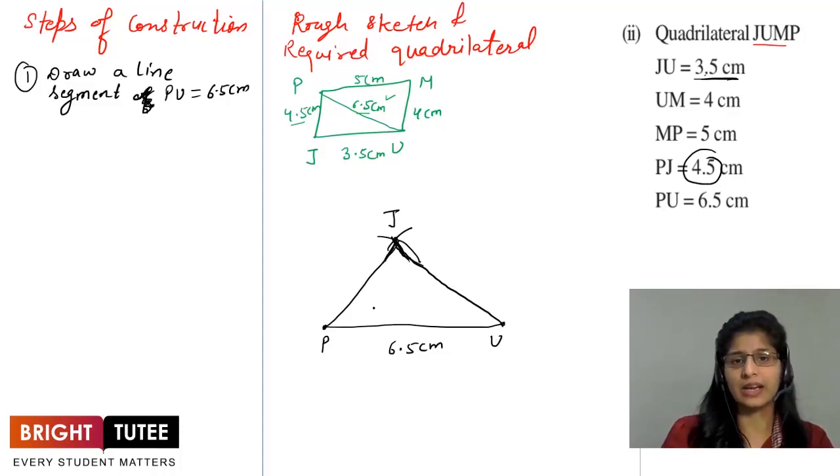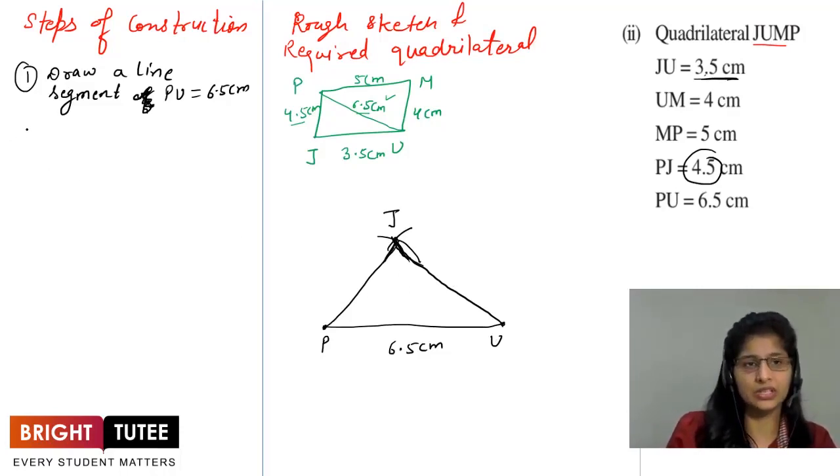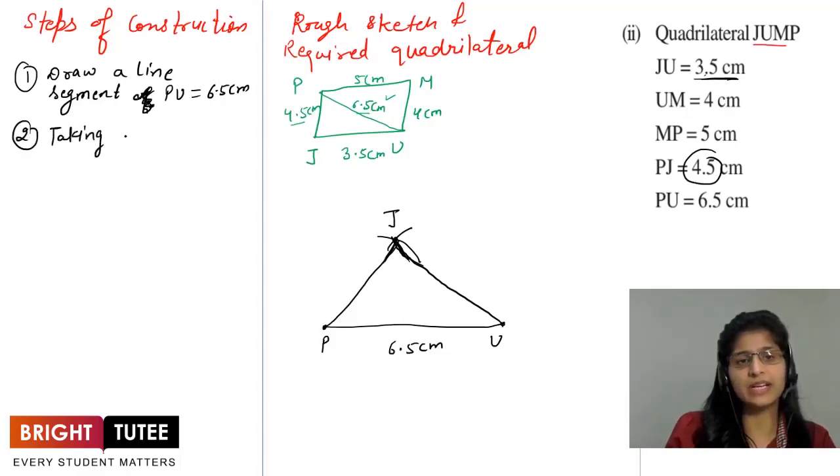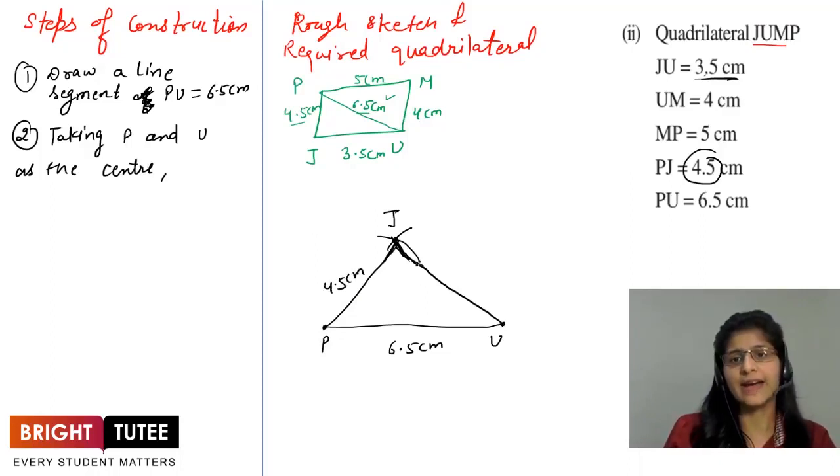Okay, after drawing the triangle, you have to write these steps as in the construction. So you will write that you have taken P and U as the center. How much measurement have we taken? We have taken the measurement for PJ as 4.5 centimeter and UJ as 3.5 centimeter. So these are the measurements. So we have drawn two arcs.